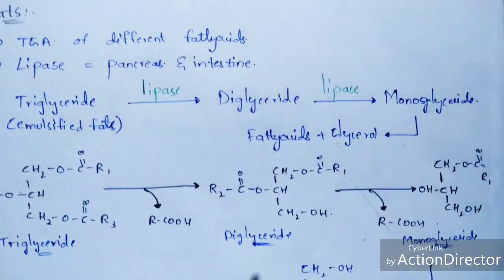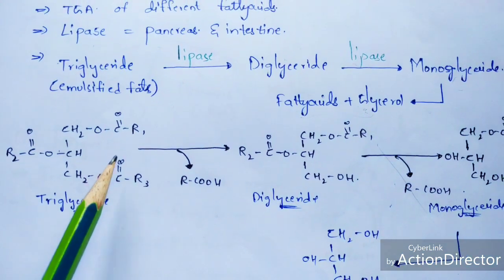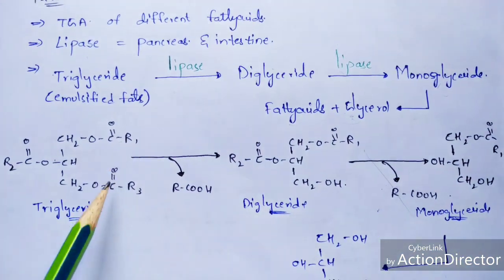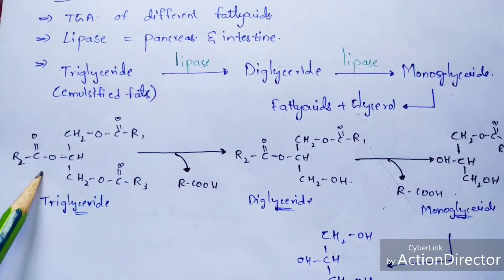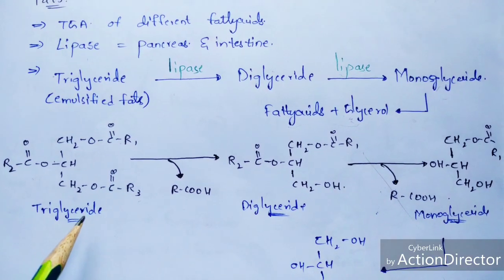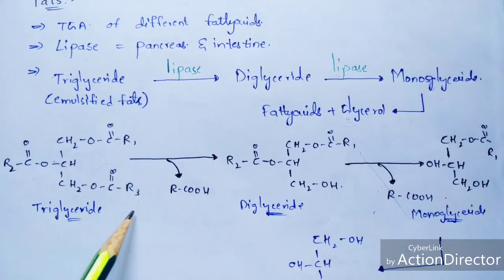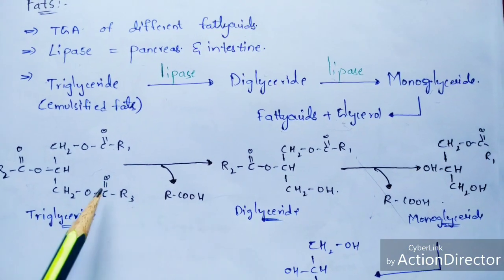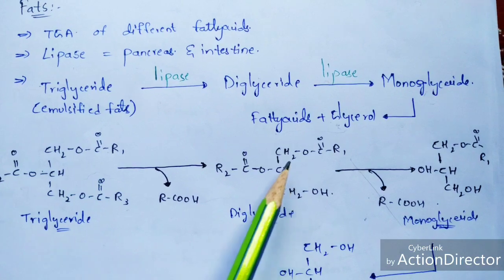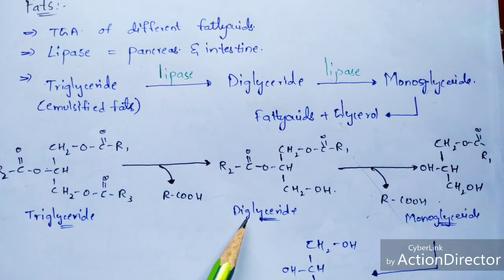So let us see it structure wise. If you see here, this is the structure of the triglyceride, and here this is the acyl region. So there are three acyl regions, R1, R2 and R3. There are three acyl regions, so hence it is called triglyceride, and this will react with lipase in such a way that one of the acyl regions will be removed. When that acyl region is removed, it forms diglyceride. So here this is the diglyceride where one of the acyl regions has been removed, so only two acyl regions are present, hence it is named diglyceride.